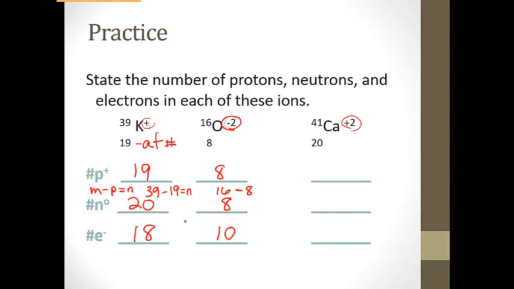So I want you to try this example. Do the protons, get your neutrons, and then again you're going to need to take a look at that +2 and decide what you need to do with that in order to get your electrons. And I will be checking that in class when I walk around and check your notes.